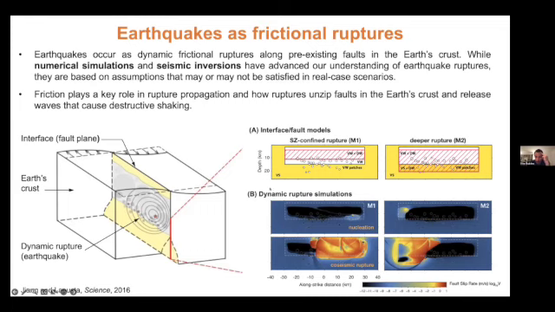This is a cross-section representing a fault, and various frictional properties are assumed about the fault. The scenarios that come out of these assumed rheologies are the result of that. So it's really important to get the rheology right in order to get physics-based models of earthquakes.